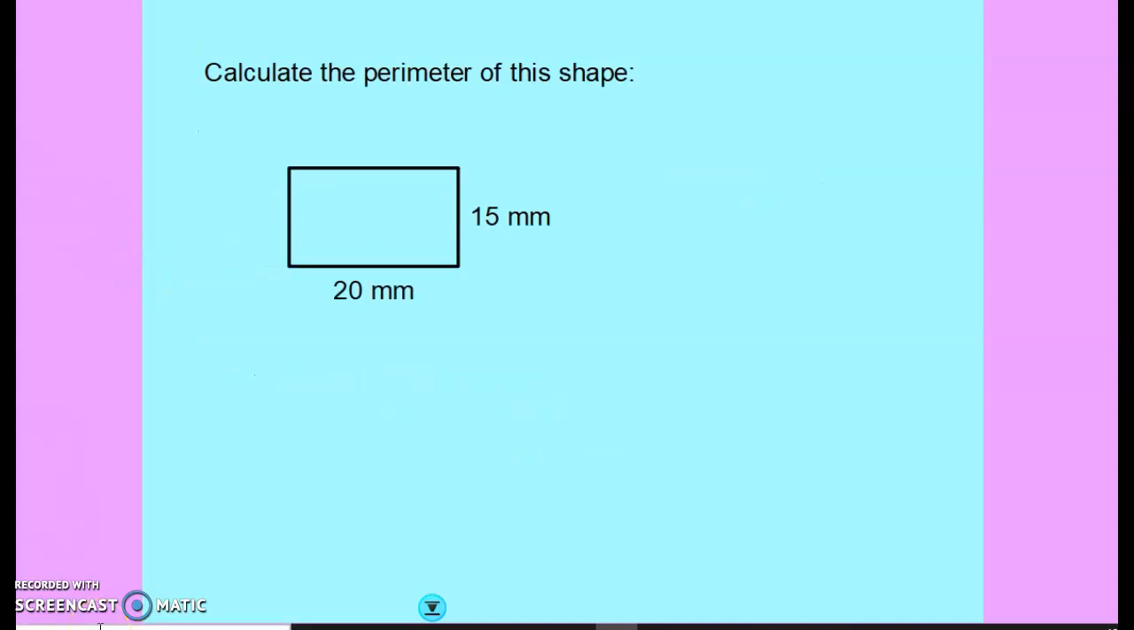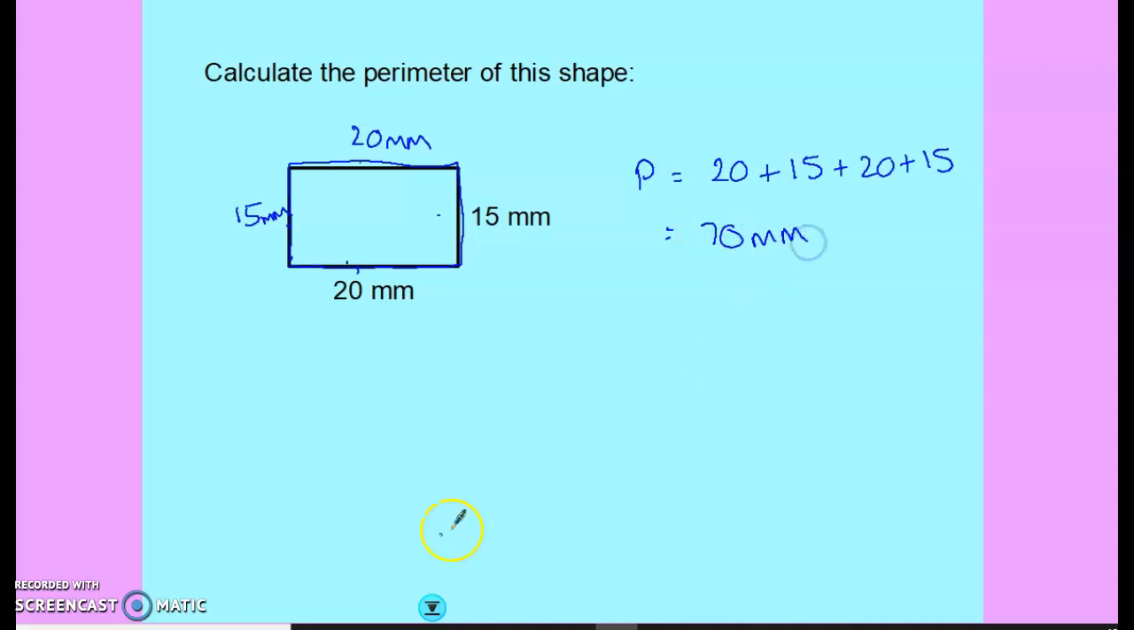Okay, let's try something. I want to find the perimeter of this shape. I won't worry too much about a formula when we're looking at the perimeter. What we're doing is adding up our distances around the outside. So we're doing 20, add 15, add 20, add 15. Imagine you're starting at one corner and walking all the way around. Because it's a rectangle, the opposite sides are the same. So 20 add 15 is 35, double that gives me 70 millimeters.